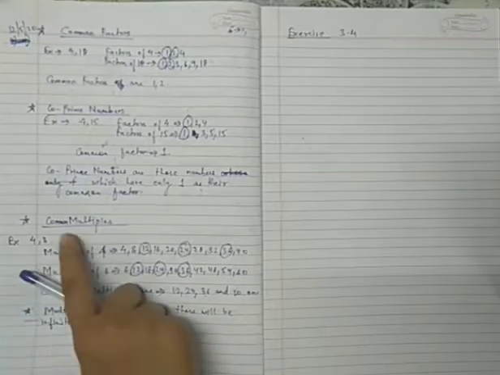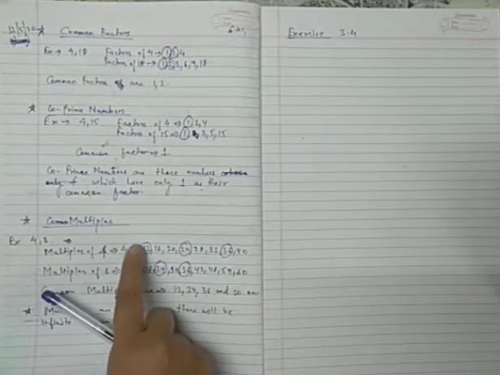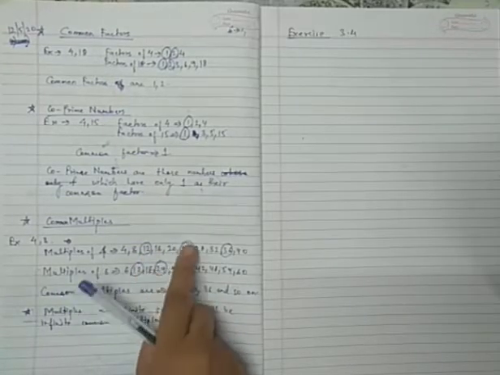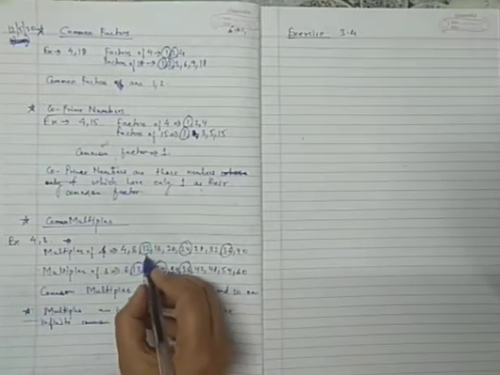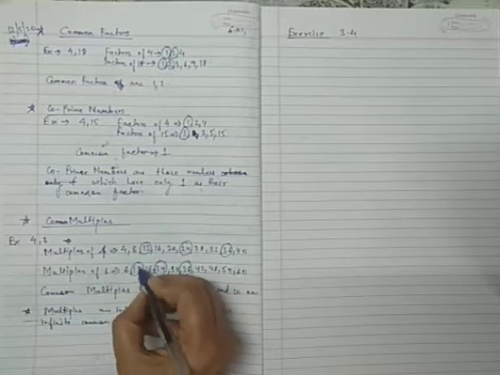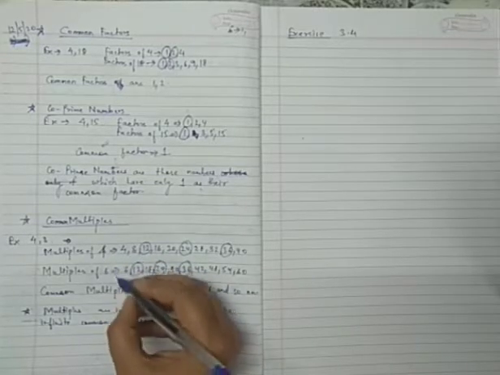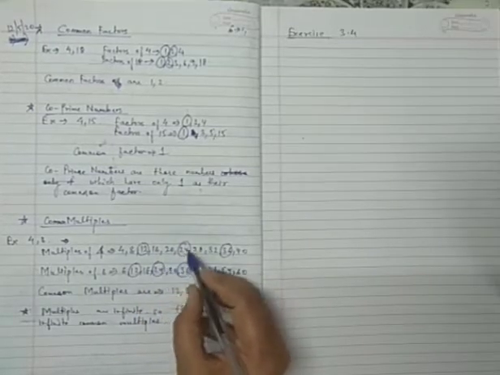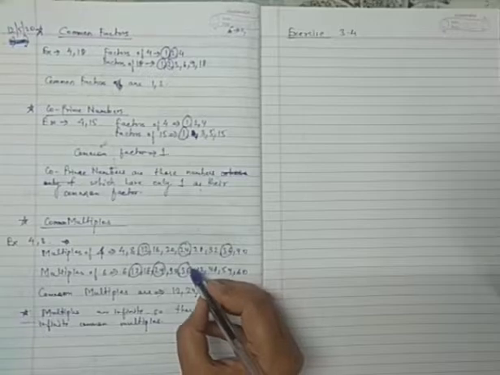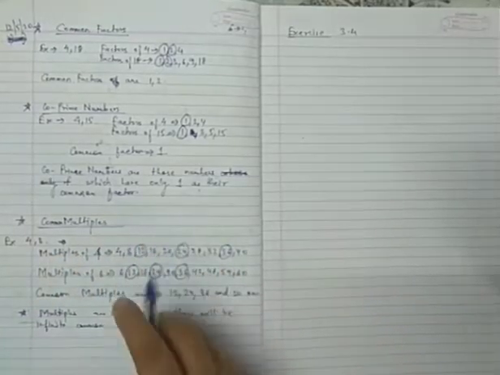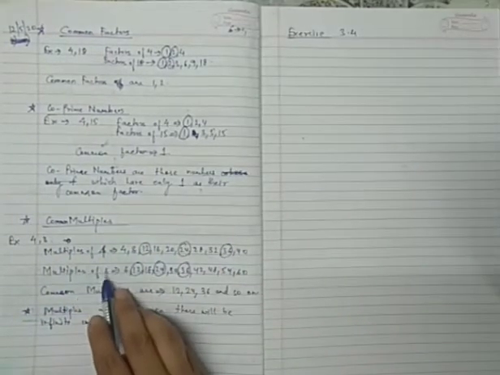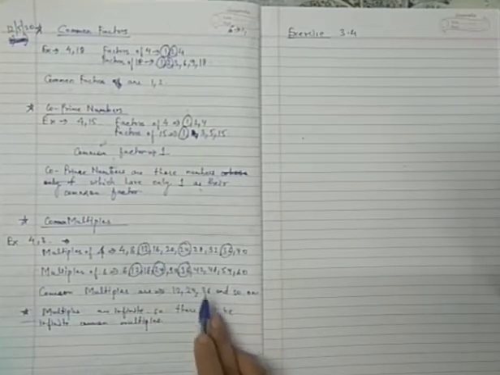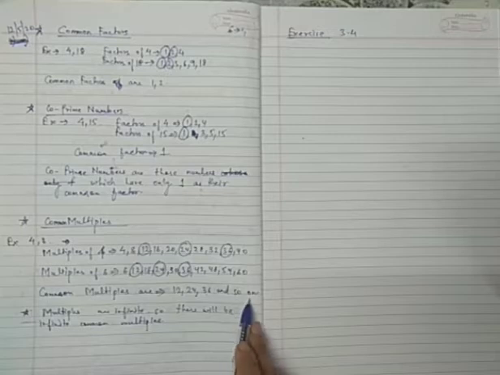Now, for common multiples also, we will first circle the multiples which are common for both the numbers. So we will observe here. First common multiple is 12. 12 is common in both 4 and 6. Next what is common? 24. 24 is common in both. And next is 36. So children, common multiples of 4 and 6 are 12, 24 and 36 and so on.